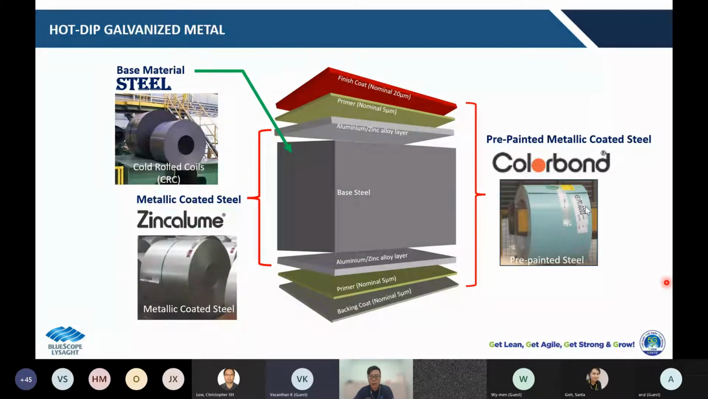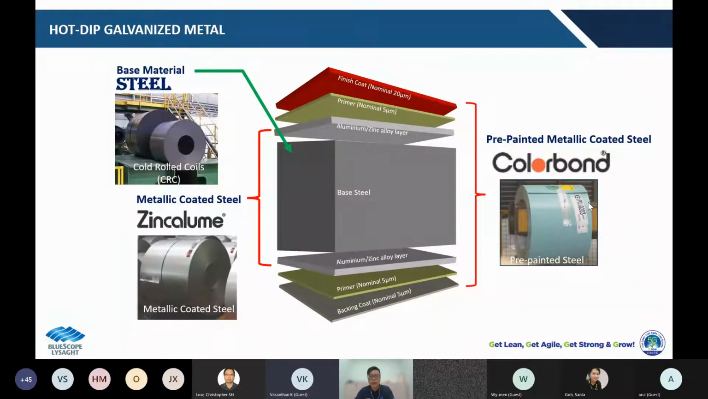Upon the base steel being metallic coated, the Zincalume or the metallic coated steel will go through the painting process. This is a continuous painting line in the factory to form it with the designated colors. When Zincalume is painted with the colors, we name it pre-painted metallic coated steel, or we call it ColorBond steel as a product name for NS BlueScope.